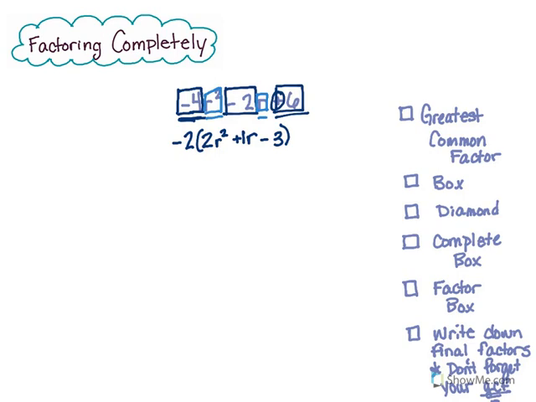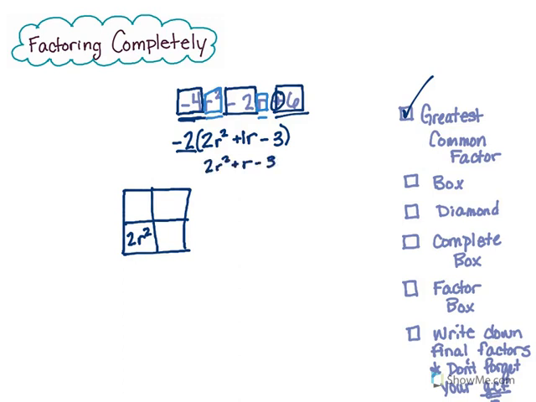So this was our first step. We did our greatest common factor. I'm going to go ahead and mark that off. Now it says I need to make my box. So I'm going to make my box. And my first term goes in my first box, so 2r squared. Remember, we're kind of ignoring this first part for now. We're going to pretend that we're just factoring 2r squared plus r minus 3. Okay, and my last term goes in my last box. So my box is created.